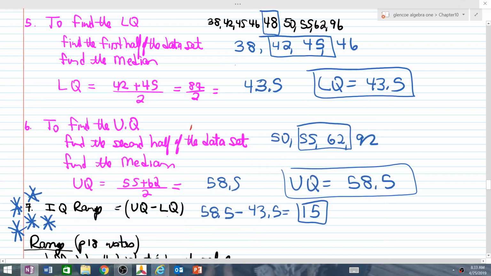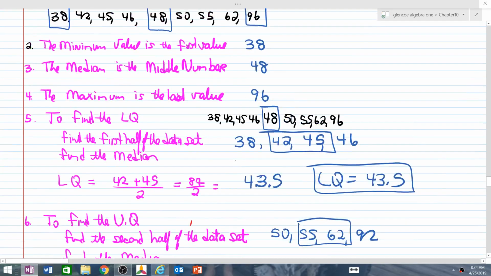Good morning and welcome to part 2 of lesson 10.3, which is our measures of spread. Yesterday we talked about how to find the upper and the lower quartiles. So I'm going to pick it up from that same place, and then I'm going to introduce one thing that I did not get on our video yesterday, which is the interquartile range.